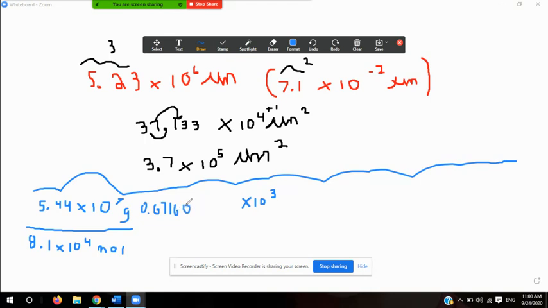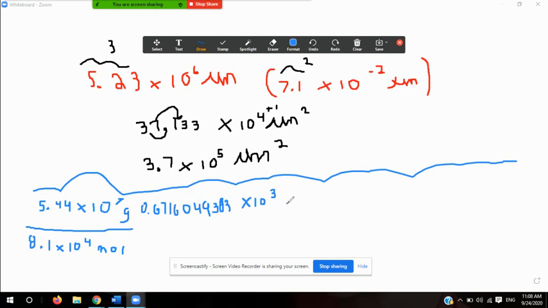0.6716049383, times 10 to the power of 3 grams over moles.